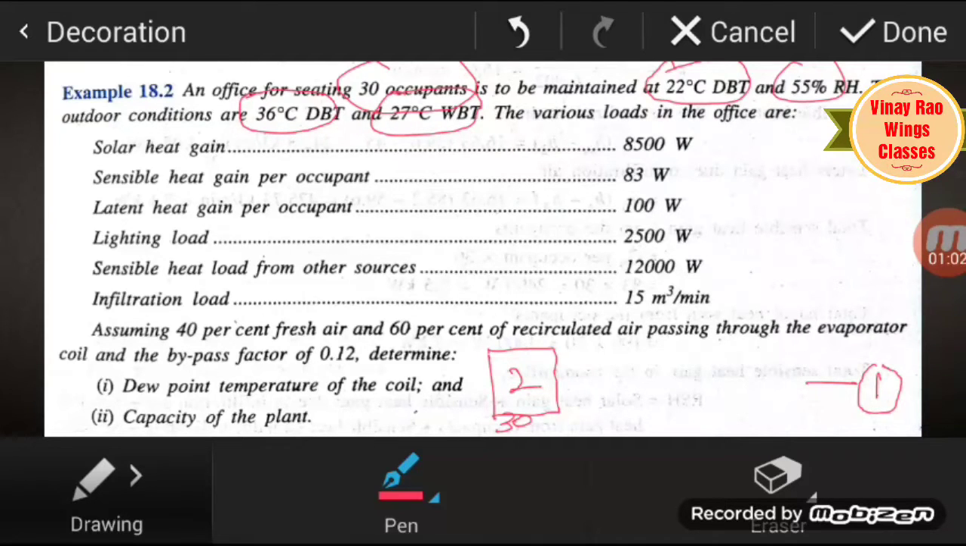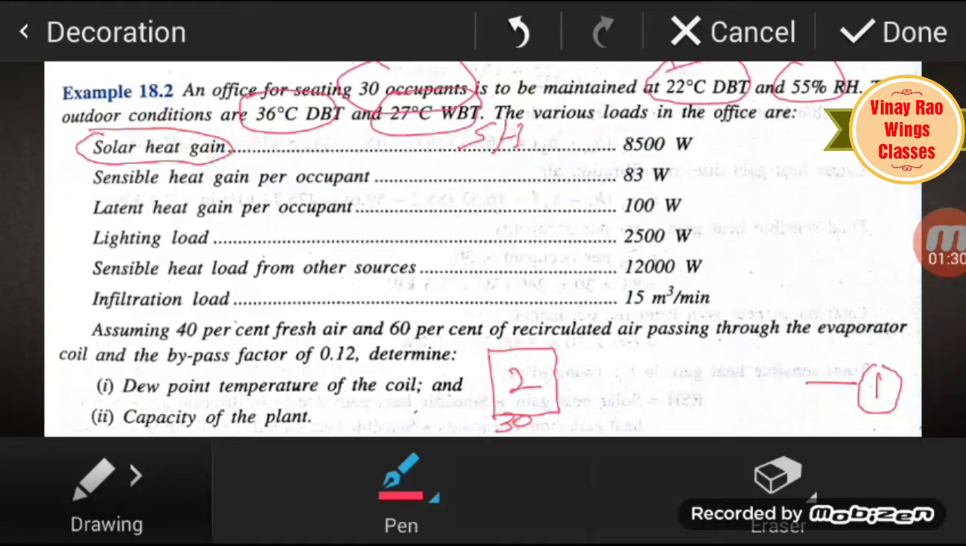Dry bulb temperature is measured by an ordinary thermometer. Wet bulb temperature is the temperature measured by an ordinary thermometer covered with a wet cotton piece. The various loads in the office are given numerically. The solar heat gain is only in the form of sensible heat, so there is no humidification or dehumidification process.